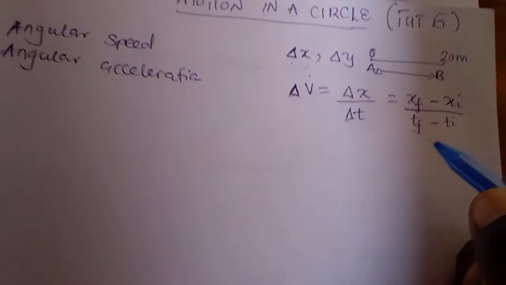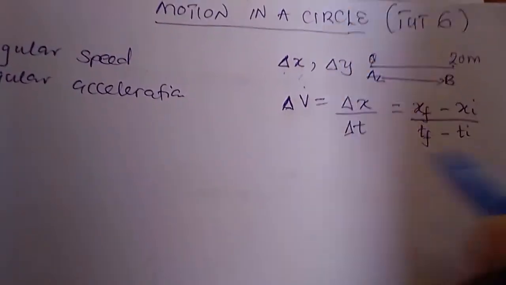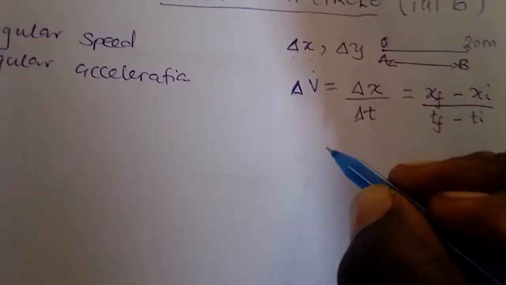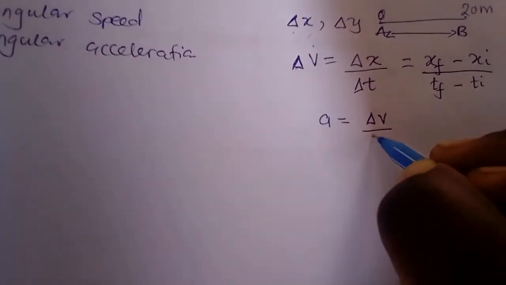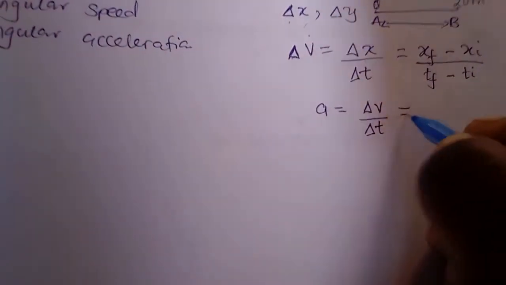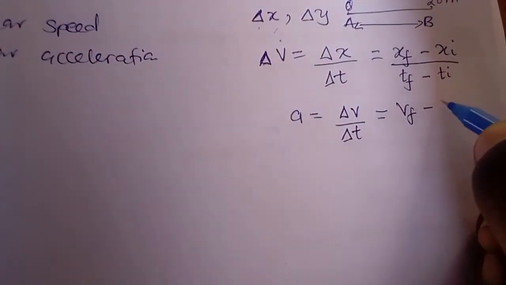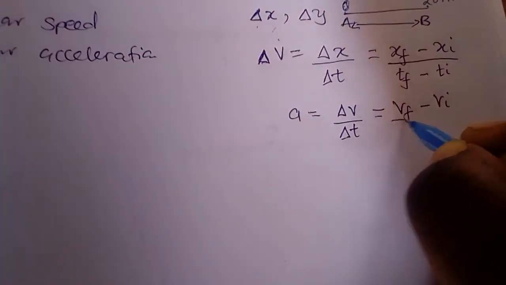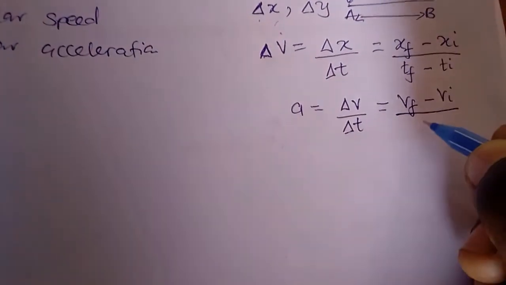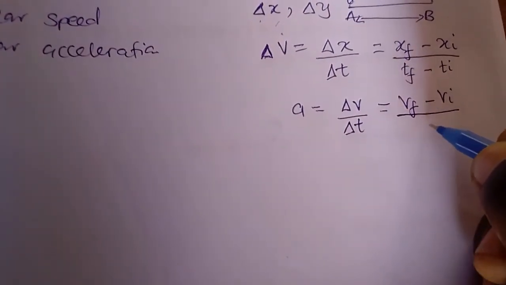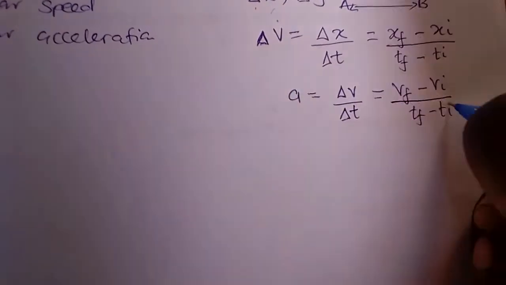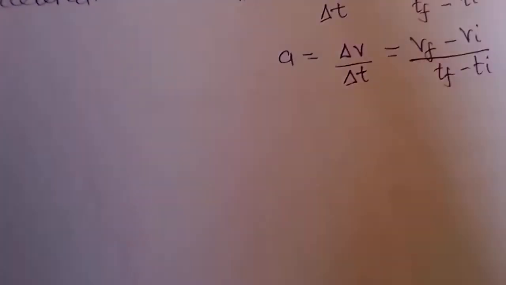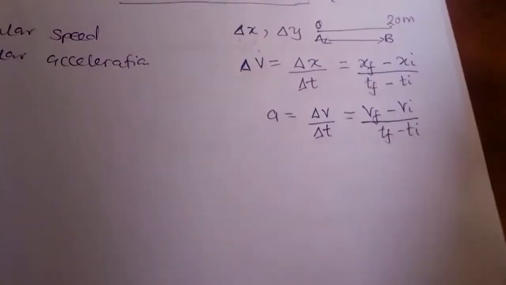After talking about velocity, we also talked about acceleration, which is the rate of change of velocity with reference to time. Acceleration equals change in velocity divided by change in time, which is the final velocity minus the initial velocity, divided by t final minus t initial. So this is with reference to linear motion.